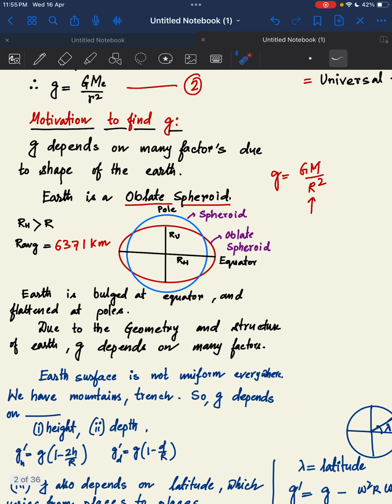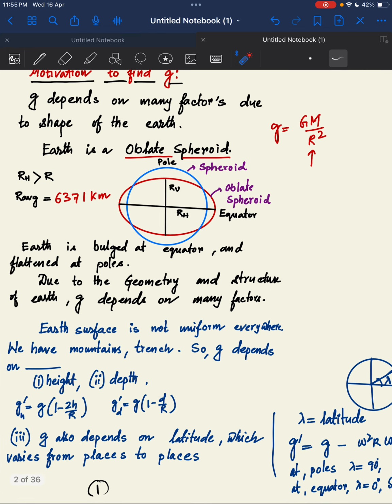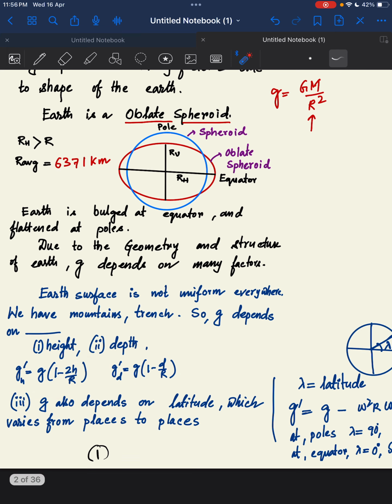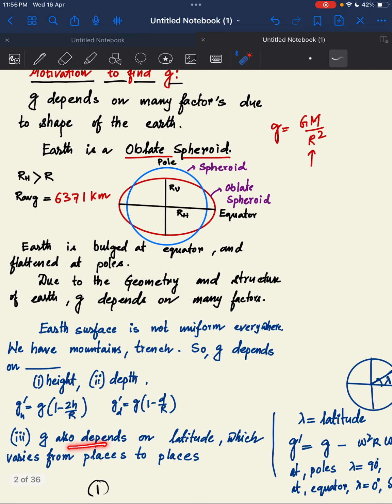There are some other parameters, like the earth surface is not uniform everywhere. Let's say this is the earth surface, there could be some mountains, there can be sea, there can be trenches below the earth surface. So these are some height and these are some depth. So if you measure g here and g on the surface, it will not be the same. So g depends on height as well as depth. These are the formulas which you have studied in your class 11 in the gravitation chapter. And g also depends on the latitude, which varies from place to place.